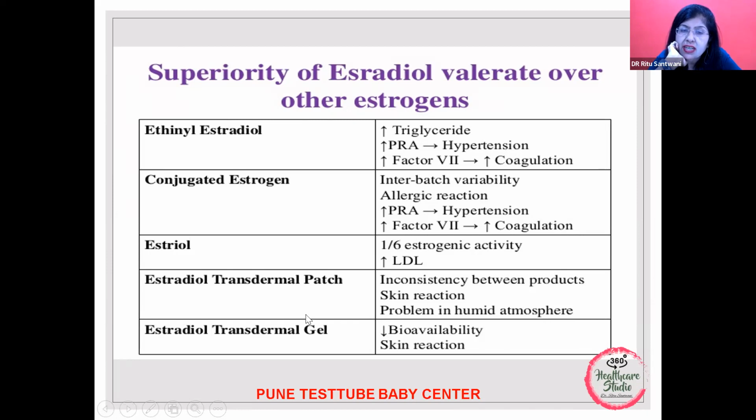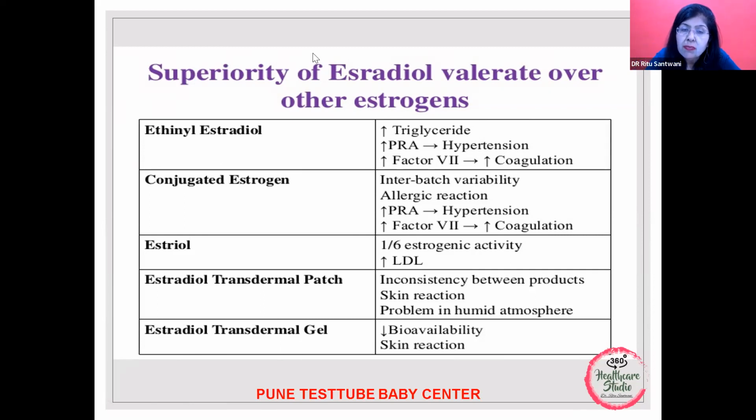So ethinyl estradiol, increased triglyceride. And with factor 8 and PRA, the hypertension and coagulation chances increase. With conjugated estrogen, the interbatch variability, allergic reaction, PRA, hypertension, with increased factor 7, the increased coagulation. With estriol, increased LDL, while with transdermal patches, inconsistency between the products, reaction and problem in humid atmosphere, which is very commonly seen. Estradiol transdermal gel, decreased bioavailability and skin reaction.